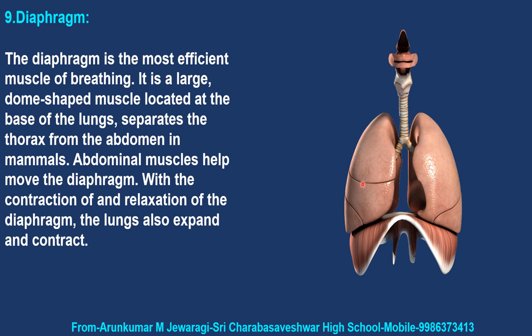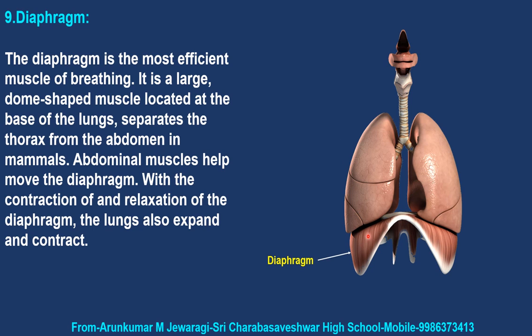So these are the lungs. This is called what? Diaphragm. It is completely made up of what? Muscles, contractile muscles. This layer separates the thoracic part from the abdomen part. Below it, our abdomen part is present. Above, this part is called what? Thorax part. Thorax means chest part.